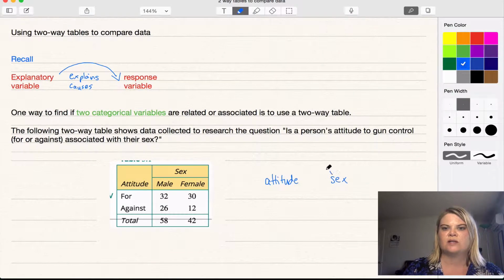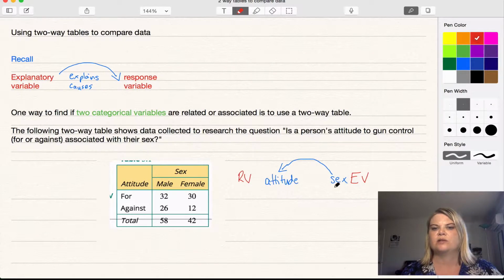This time I'm just going to change the direction of the arrow, but that means I need to remember to start my explanatory variable where the arrow starts and the response variable where it points to. So I've just flipped the diagram around.